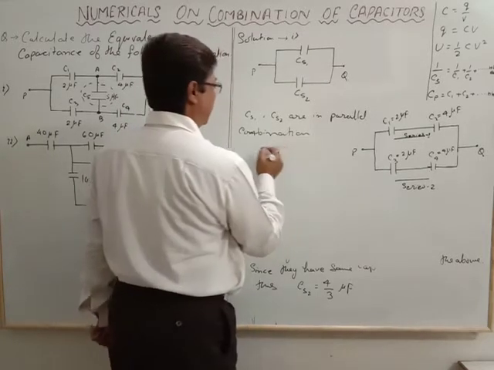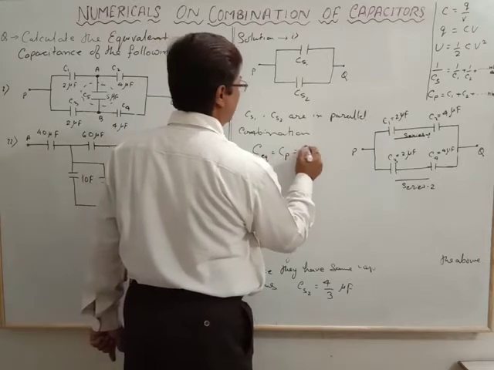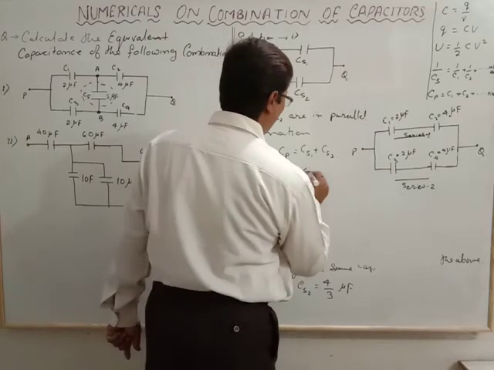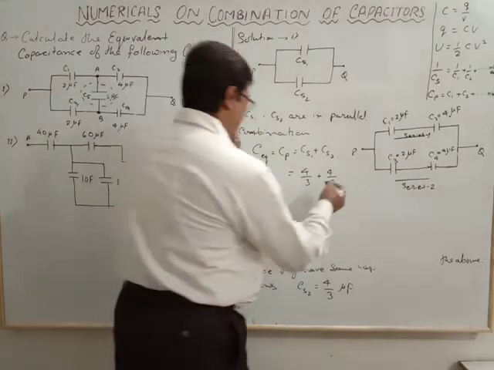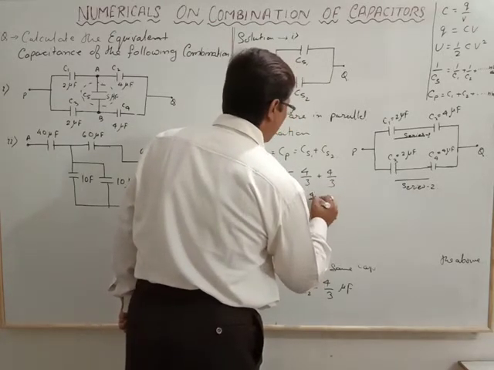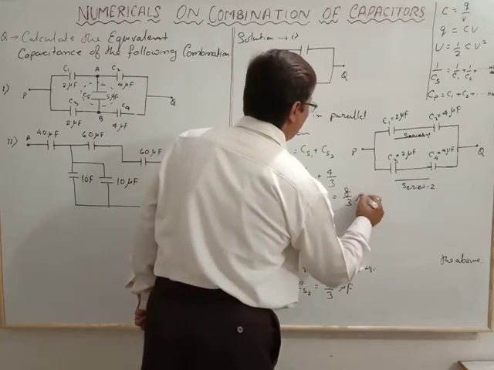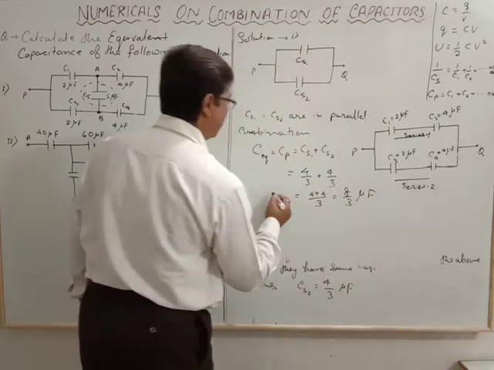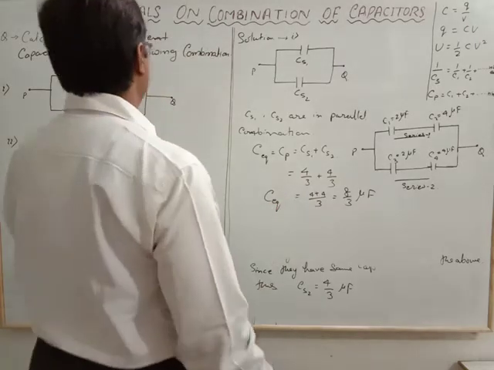So the effective equivalent capacitance is Cp equal to CS1 plus CS2, that is 4 by 3 plus 4 by 3. 3 is common and 4 plus 4 is 8, so it is 8 by 3 microfarad. This is the equivalent capacitance.